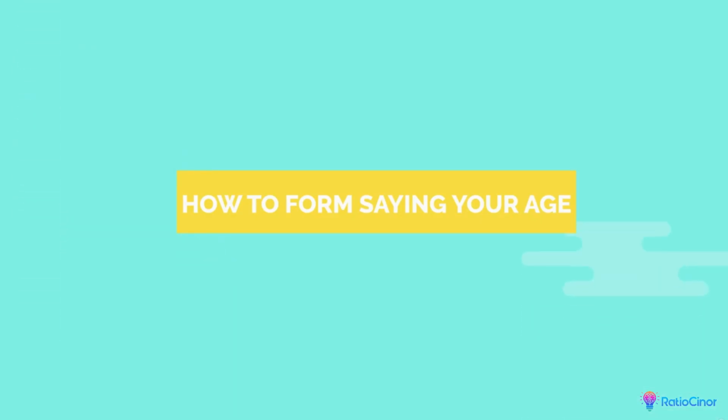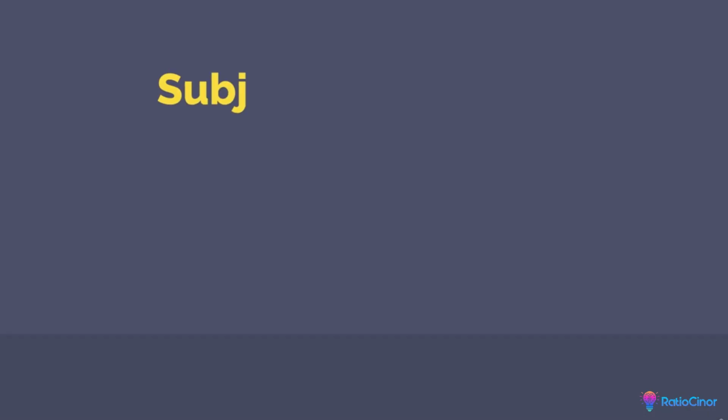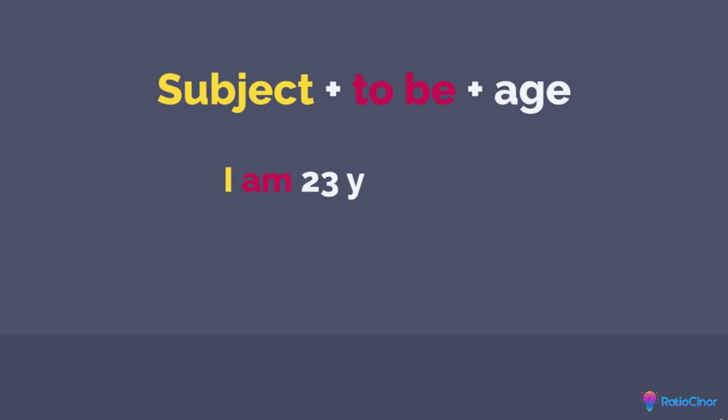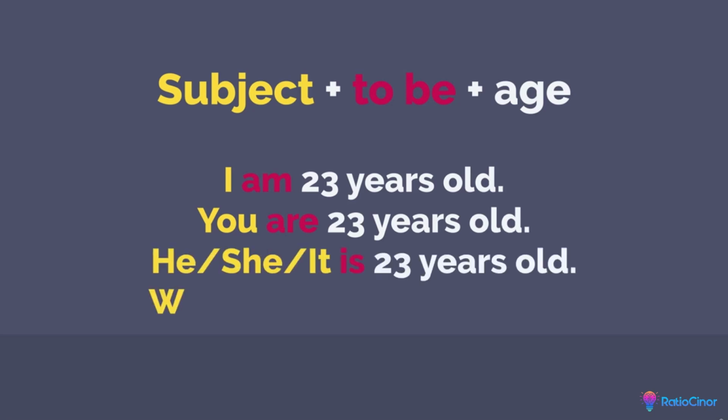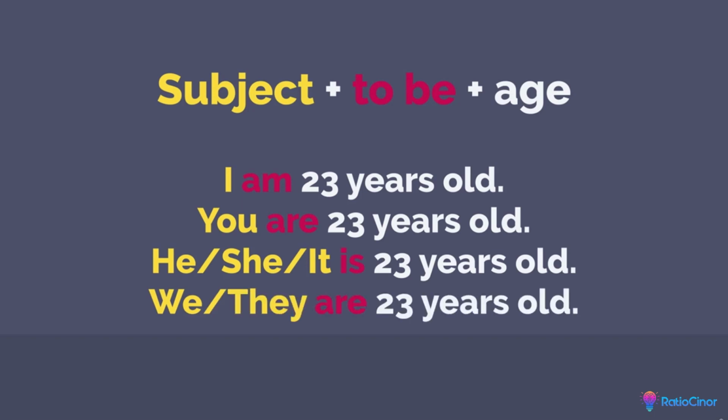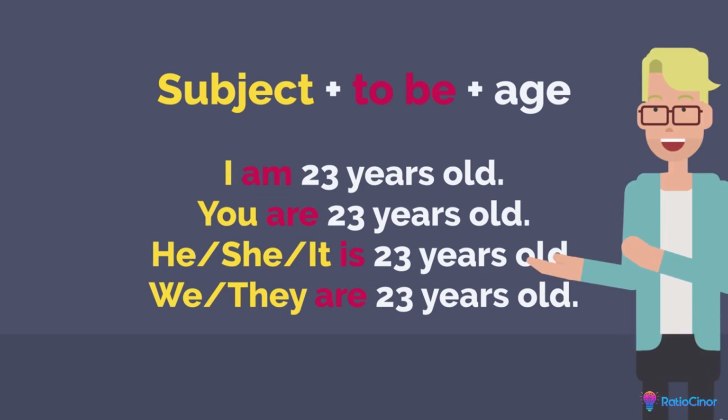How to form saying your age. Subject plus to be plus age. I am 23 years old. You are 23 years old. He, she, it is 23 years old. We, they are 23 years old. These are pronouns. They are the subject of these sentences. The verb changes with the subject. The number can be followed by years old.